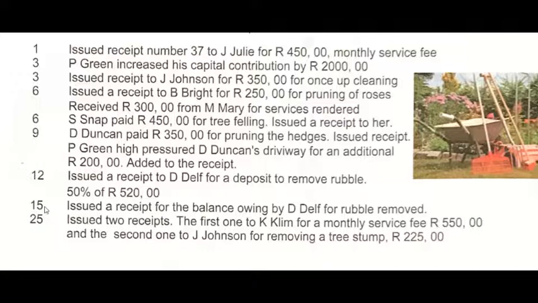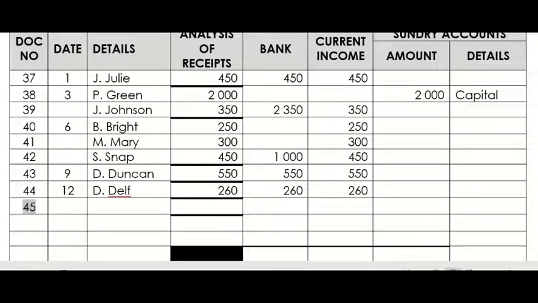Then on the 15th, we issued a receipt for the balance owing by D. Delph for rubble removed. Okay, so now what happens is on the 15th, we removed the rubble and D. Delph paid us the rest of the money that he owed us. What is the rest? It's the other 50% of the 520. In other words, it's the other 260 Rand. So in the CRJ, it will be receipt number 45 on the 15th to D. Delph, 260 Rand. It's the only transaction for the day, so you can cash up your till, put the money in bank, and it goes to current income.